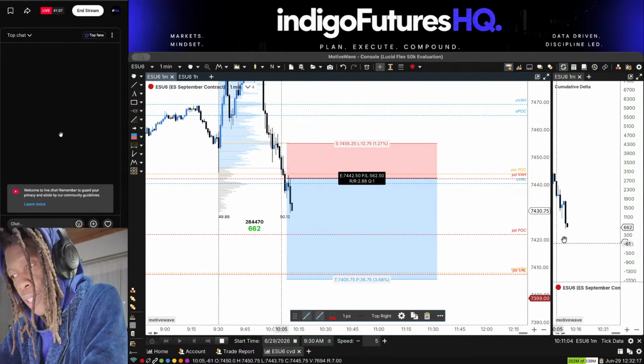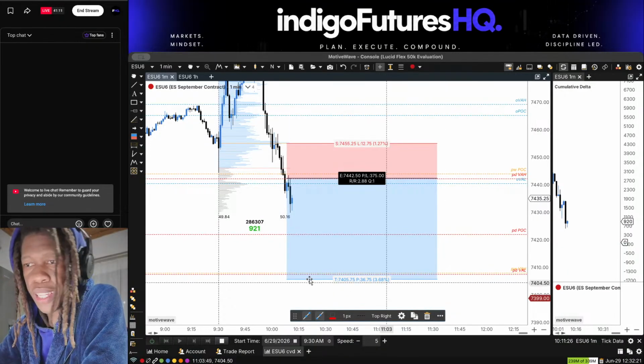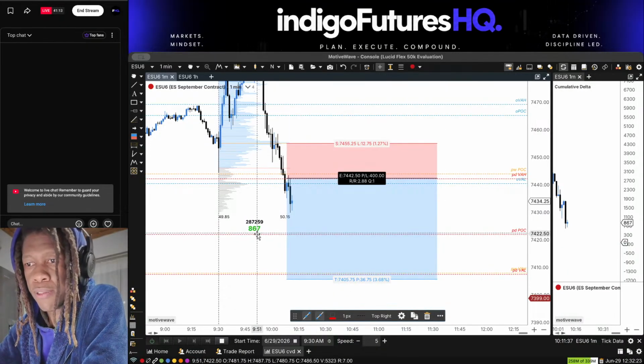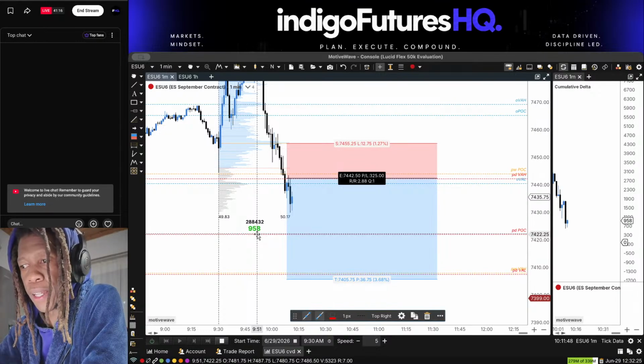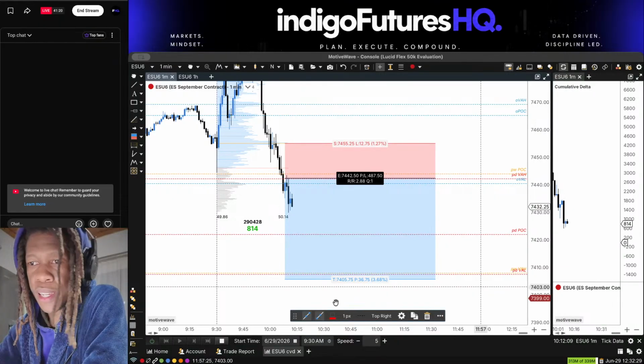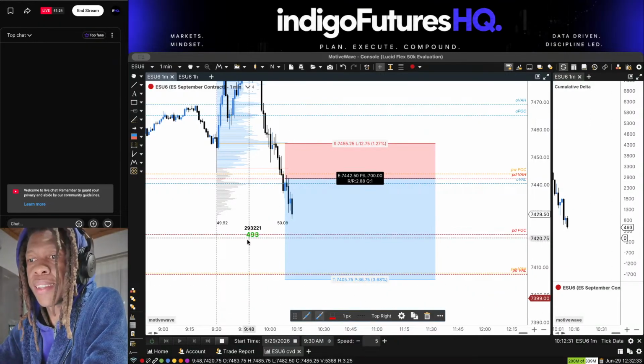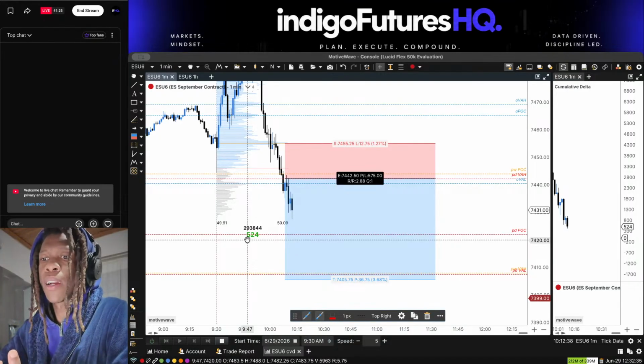Also, the CVD supports the move, which I guess is a no-brainer because we can see it from the delta here. I guess this is just more of a visual representation of it, right? But looking at it like this, I'm kind of like, oh yeah, I think I can hold this a little longer.